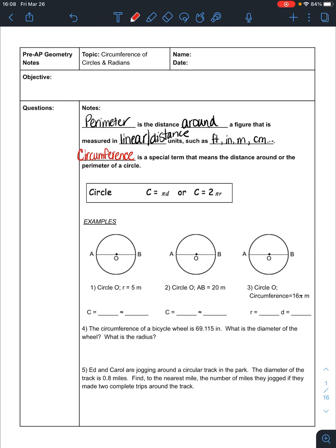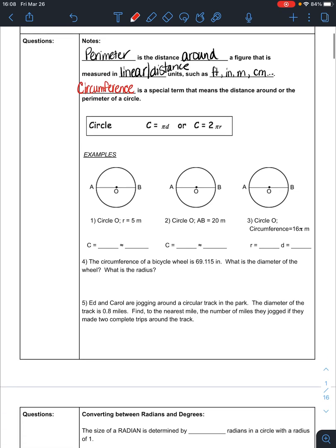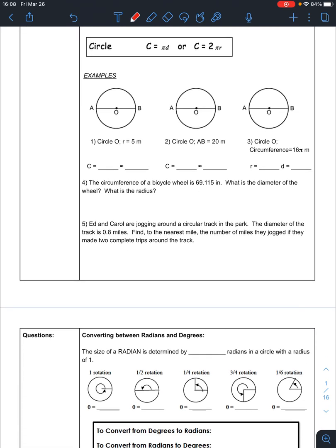The equation for that is pi d, where d stands for the diameter, or 2 pi r, where r stands for the radius. If you remember, it takes 2 radii, right? 2 times the radius is the diameter. That's why you can go back and forth between those equations, and you just use whichever one is the most useful for you. So let's look at some examples.